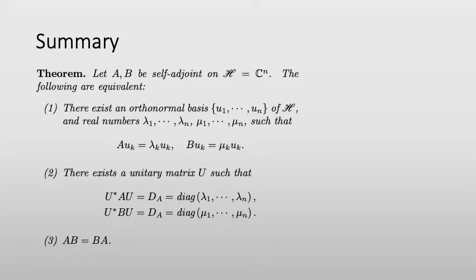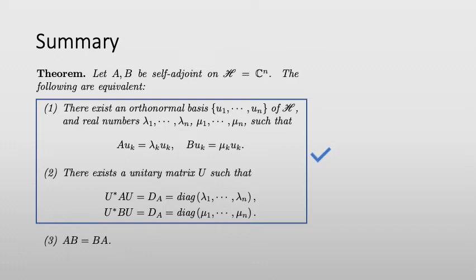Here is a summary. A necessary and sufficient condition to diagonalize A and B simultaneously is that they commute. When AB equals BA, there is an orthonormal basis in the whole space. The matrices of A and B under this basis are both diagonal and have real entries. The equivalence of 1 and 2 is simply by definition. Next, we will verify 2 and 3 are equivalent.